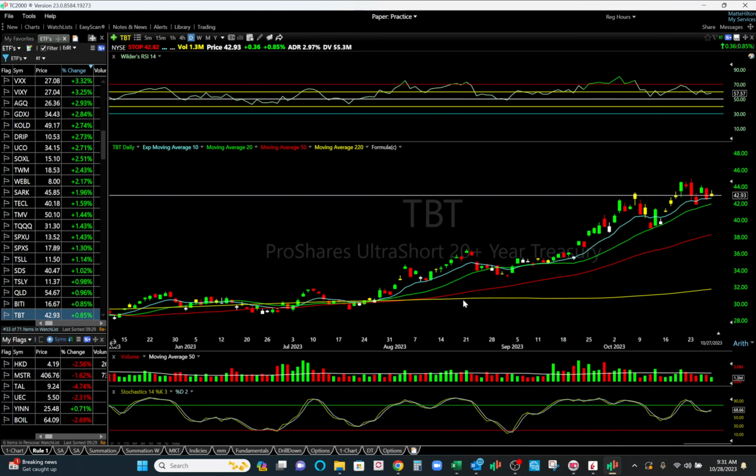TBT, ultra short bonds. So when bonds go down, this goes up. And when bonds go down, yields go up. When yields go up, the stock market goes down. So if you were able to follow that, this looks like it's consolidating again.